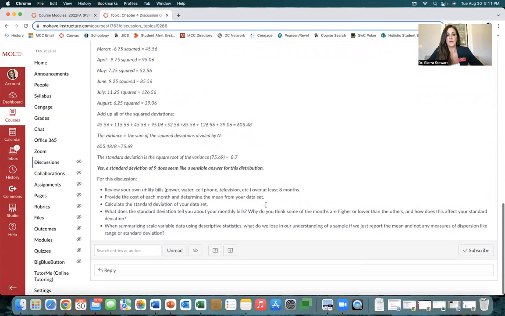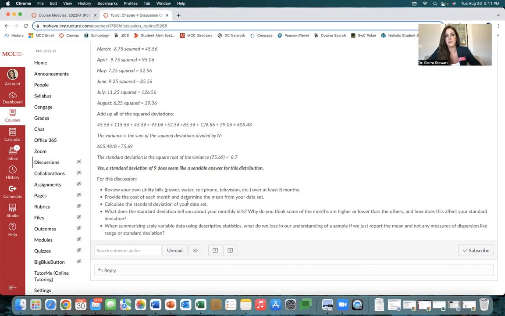What you're going to do is you're going to review your own utility bills. It can be anything that you want. It could be a cell phone bill, a television bill, not something that stays constant like a Hulu bill or a Netflix bill, but something that maybe changes, right? And then you are going to provide the cost for each of them, and then you're going to find out whatever the standard deviation is.